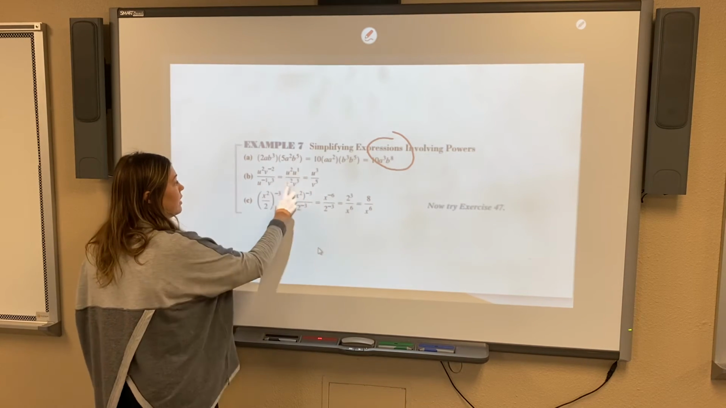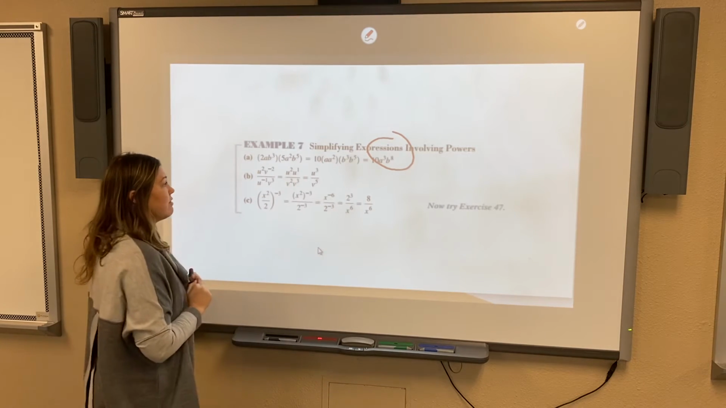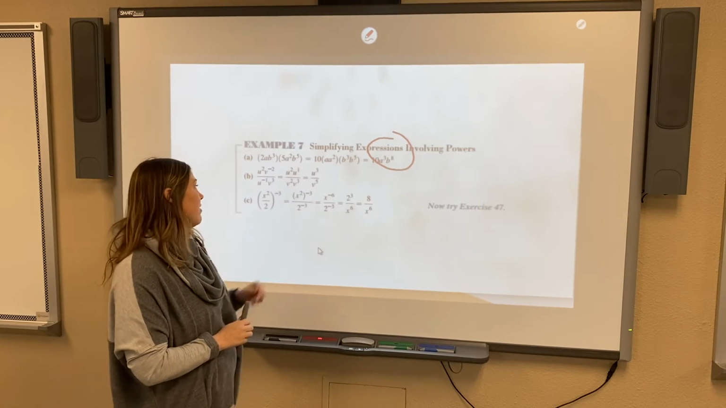2 plus 1 is 3. Add those, we get 5. Okay, these are not similar, so we can't simplify that at all.